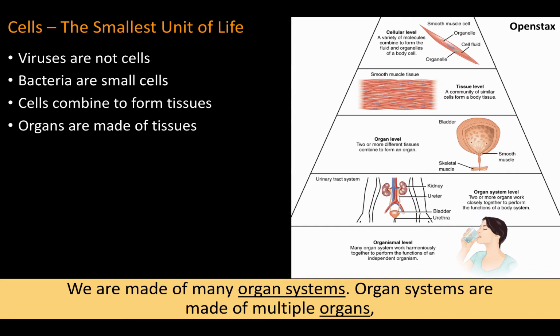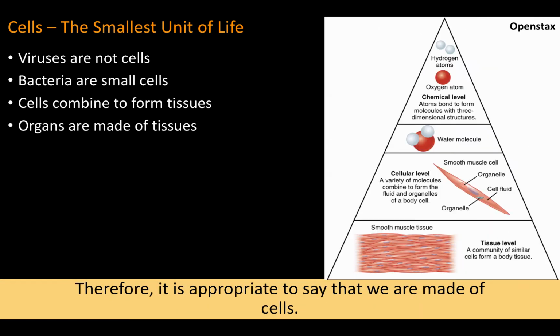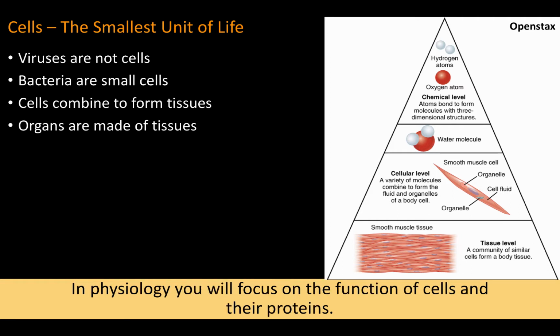We are made of many organ systems. Organ systems are made of multiple organs. Organs are made of multiple tissues. And tissues are made of many cells working together. Therefore, it is appropriate to say that we are made of cells.